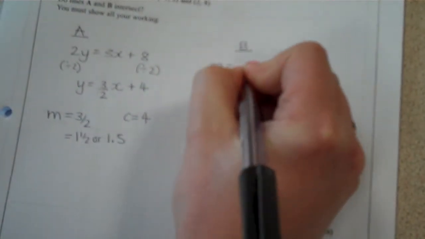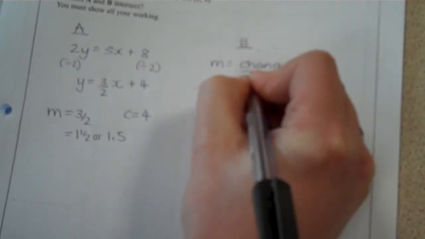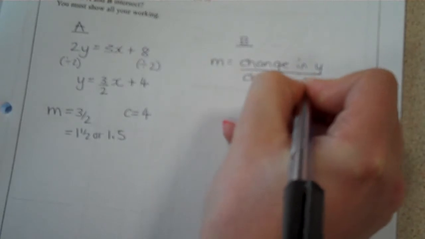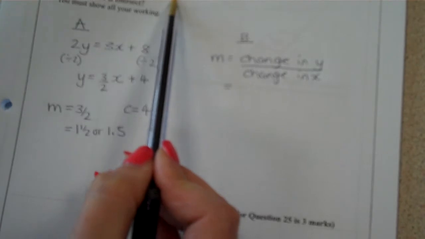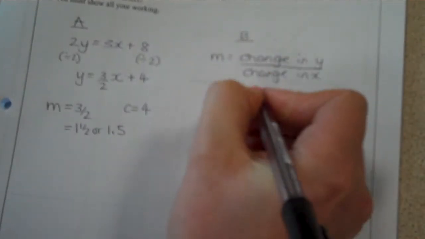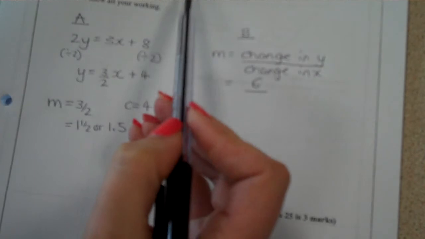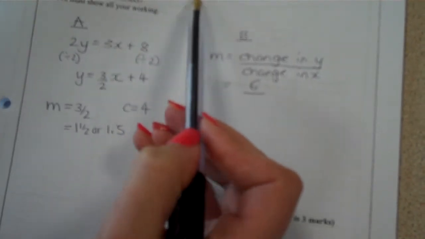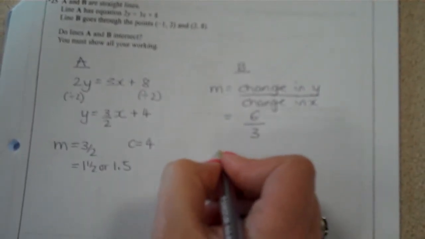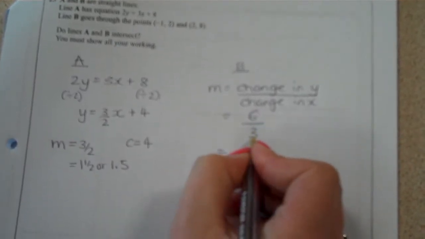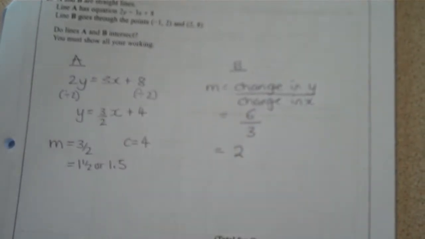Now, from my 2 points, you can find the gradient by doing the change in y divided by the change in x. So, if I look at my coordinates, my change in y going from 2 to 8 is 6, and my change in x going from -1 to 2 is 3. If I then simplify this, I can divide top and bottom by 3. So 6 divided by 3 just gives me a gradient of 2.